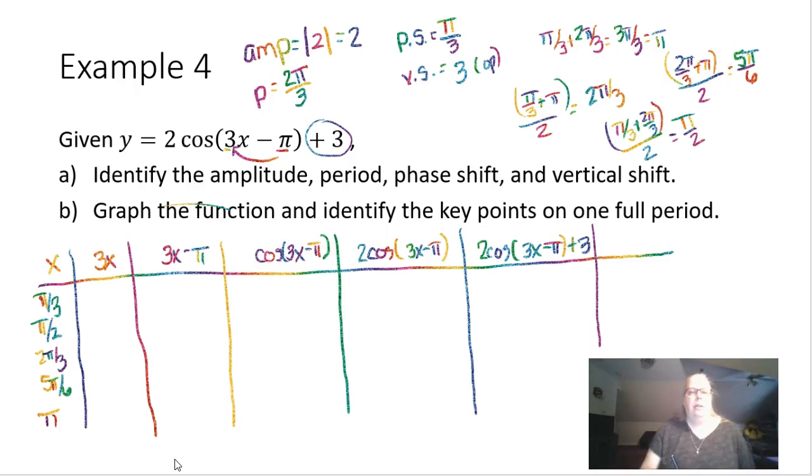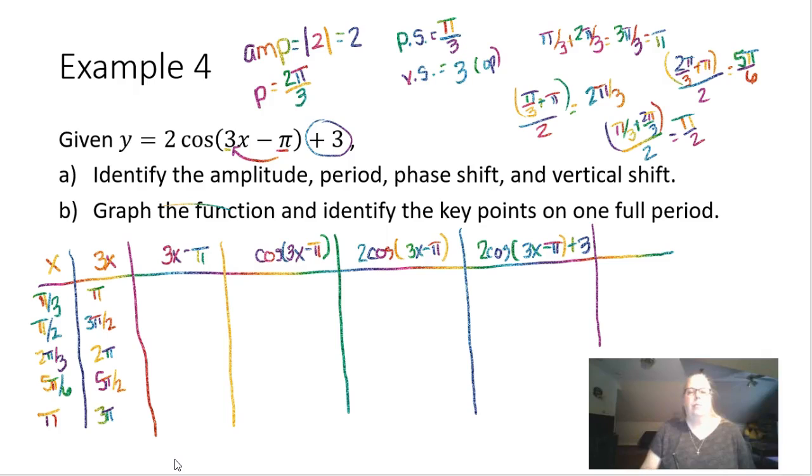All right, next column. All these angles I've chosen, these are where my key points are located. I need to multiply them all by 3. 3 times pi over 3 is 3 pi over 3, but that reduces to pi. 3 times pi over 2, that's going to give us 3 pi over 2. 3 times 2 pi over 3, that's going to give me 6 pi over 3, but that reduces to 2 pi. 3 times 5 pi over 6, that's going to give me 15 pi over 6, but that reduces to 5 pi over 2. 3 times pi is going to give me 3 pi. Okay, so some of these I recognize as being on the unit circle.